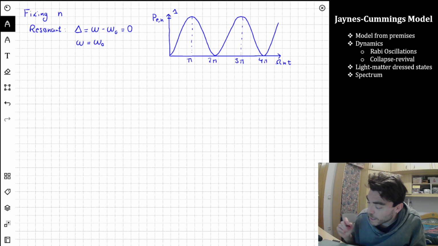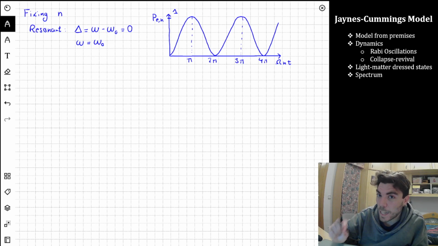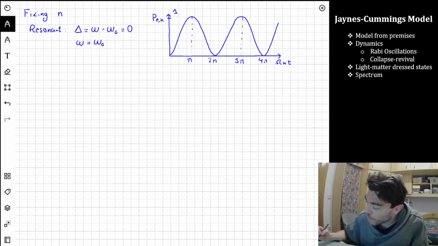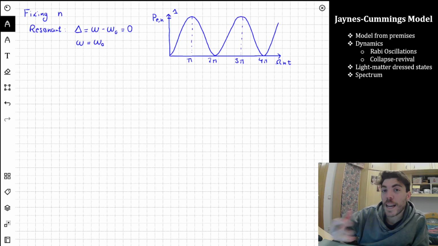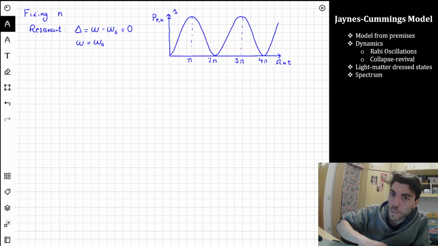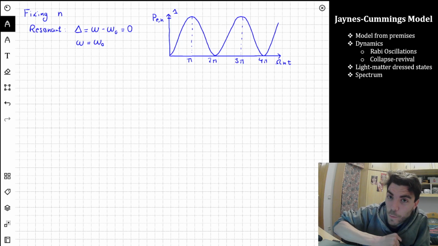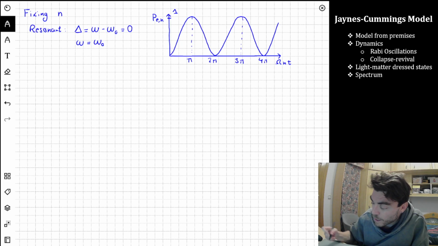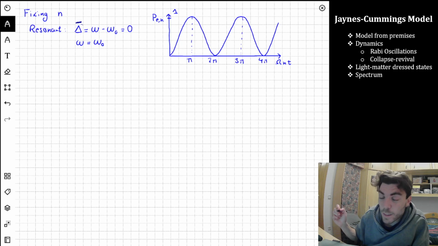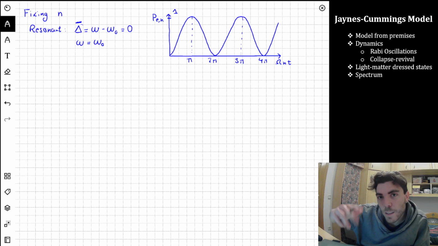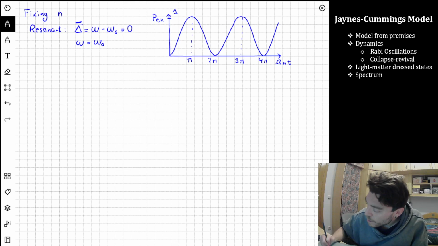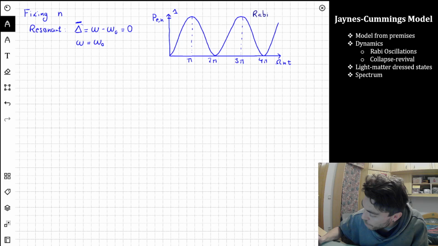So what is happening here is that we are fixing the number of photons, and what we see is that there is energy transfer between the atom and the field. The atom gets excited by absorbing one single photon from these Fock states in which it's resonant, and then it re-emits it into the cavity field, and this happens periodically in these so-called Rabi oscillations.